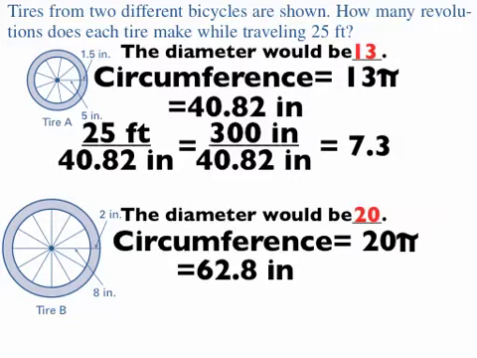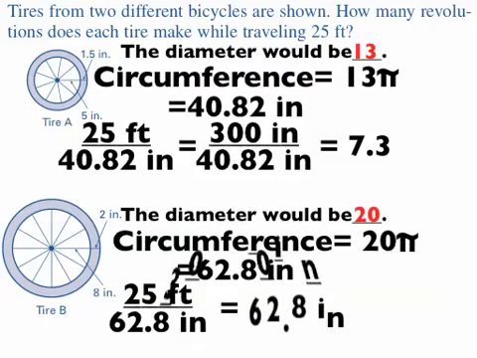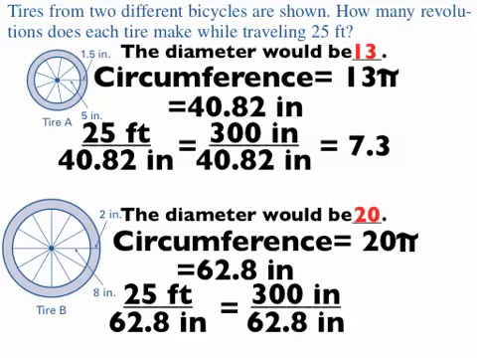Same idea, I need to take the 25 feet, how far I want it to travel, and divide it by how far it'll travel in just each revolution. So in this case, it's going to be 25 feet divided by 62.8 inches. Again, I need them both in the same unit, so I'm just going to go ahead and change 25 feet to 300 inches by multiplying by 12. When I divide this, I get about 4.8, which makes sense. This is a larger tire, it has a larger diameter, and so it should take fewer revolutions to travel that 25 feet.